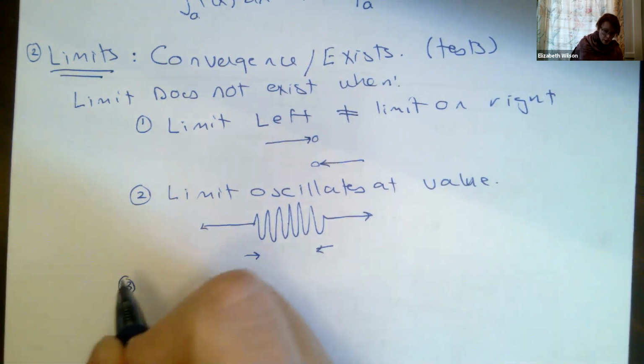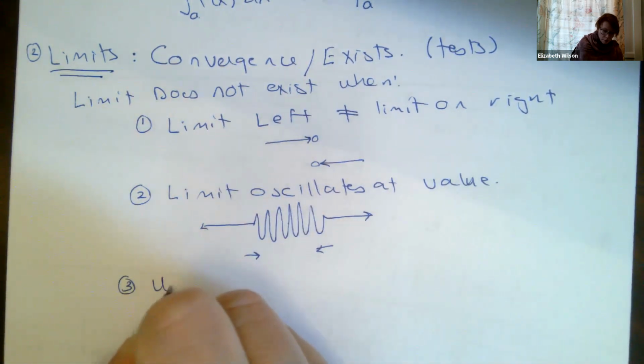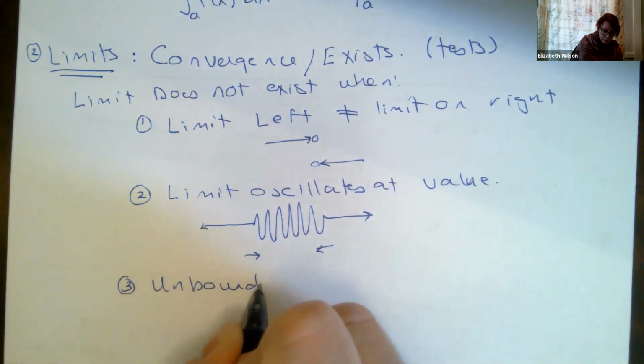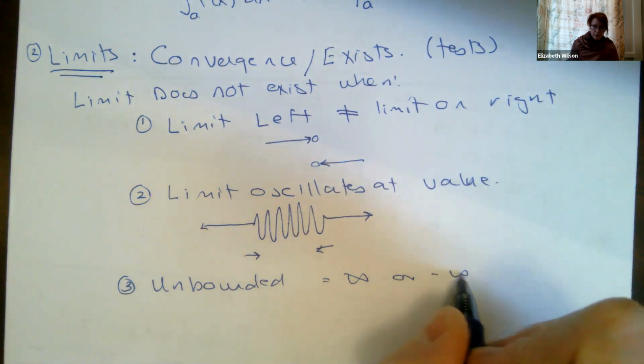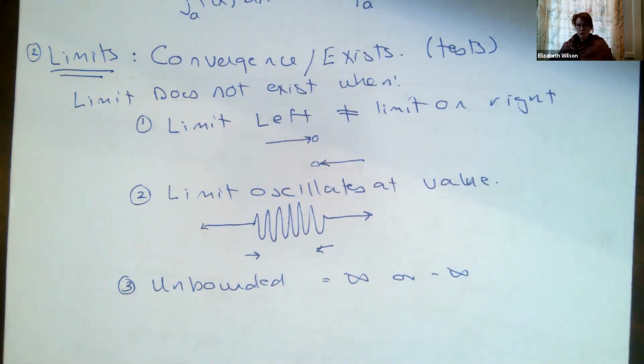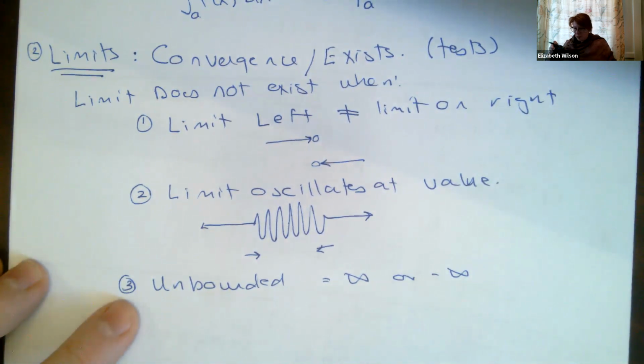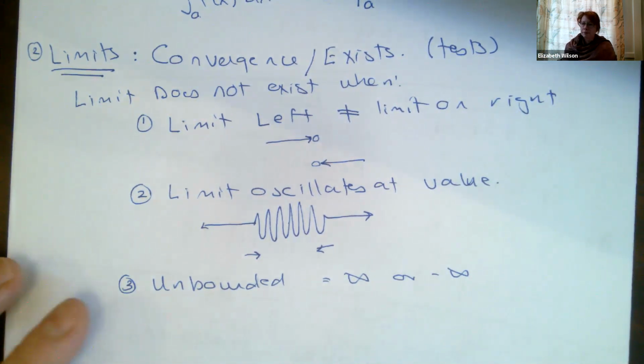The third case on our limit not existing is where it's unbounded. So our limit goes to positive infinity or negative infinity. The function goes up and it never stops. So we say that that's unbounded.